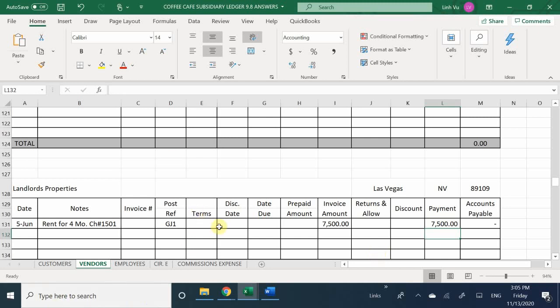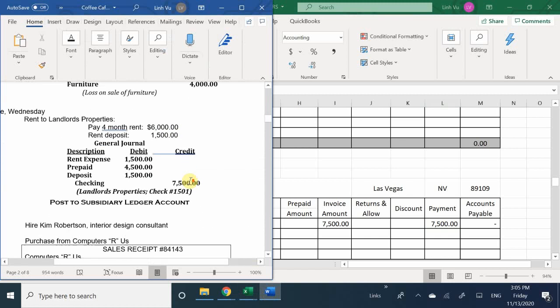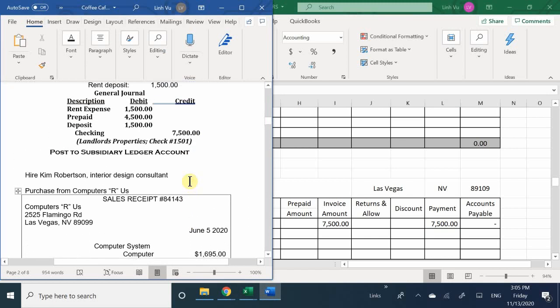So with that being said, now that we completed all 3 worksheets, right? We went to our journal, we went to our ledger, and we also updated our subsidiary ledger. So now we are complete with our transaction and can move on to the next one, all right?